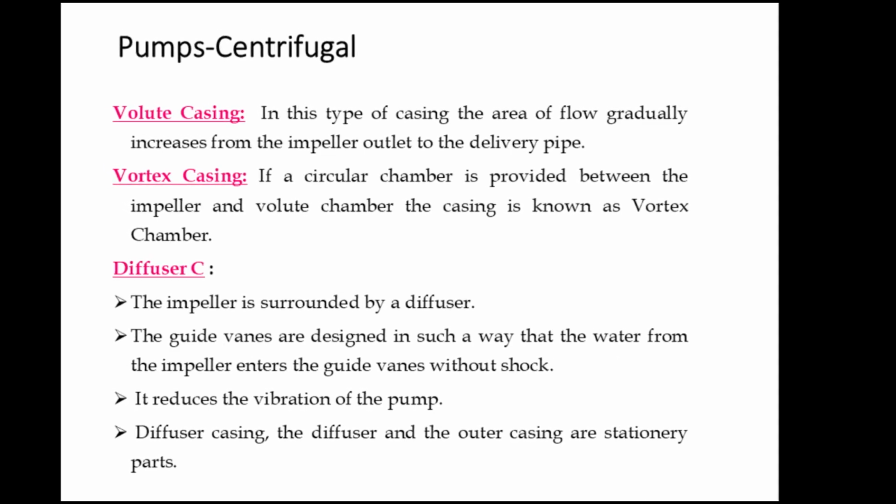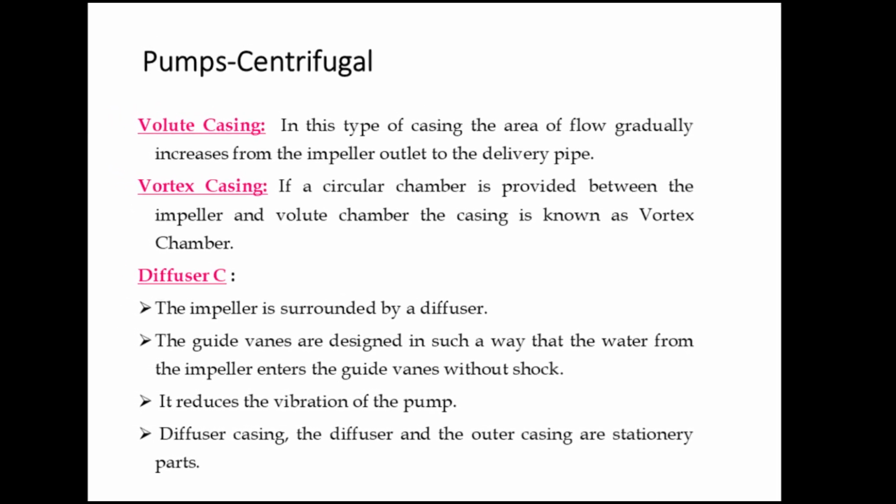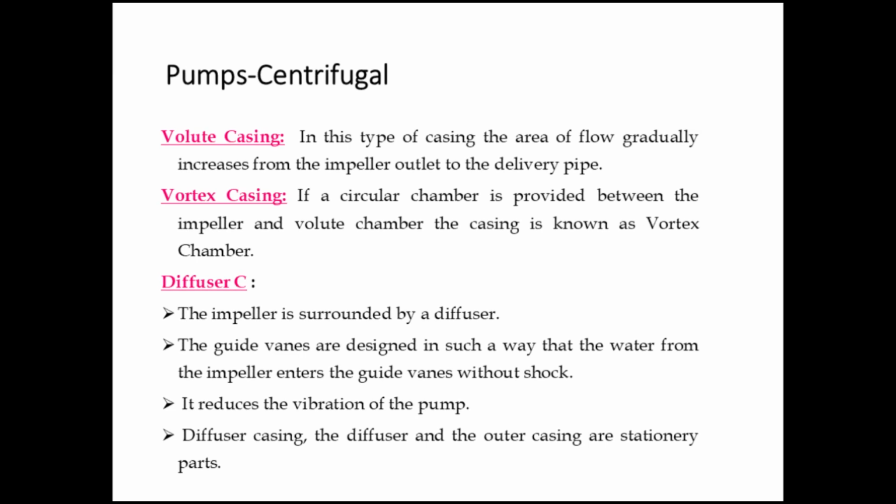Vortex casing. This page shows the diagram of the vortex casing. Centrifugal pump volute casing. In this type of casing, the area of flow gradually increases from the impeller outlet to the delivery pipe. Vortex casing. If a circular chamber is provided between the impeller and the volute chamber, the casing is known as a vortex chamber.